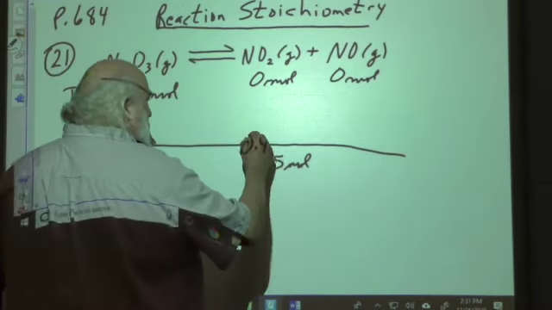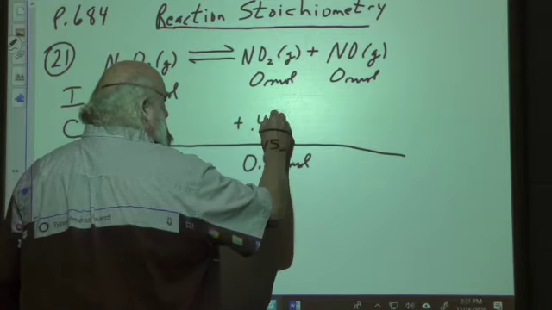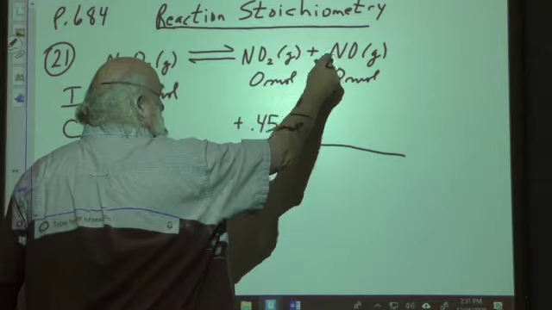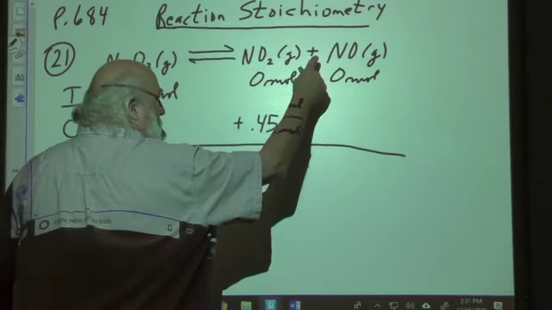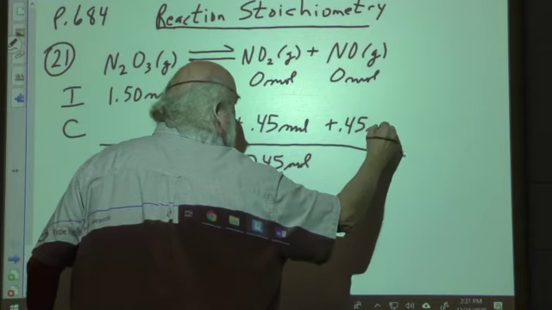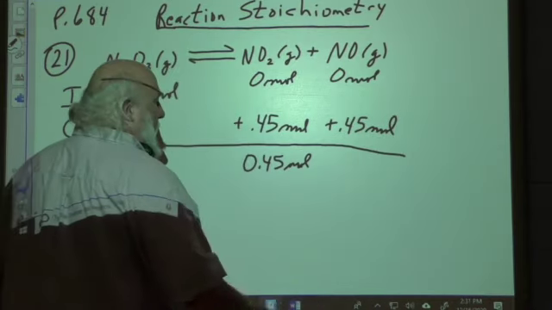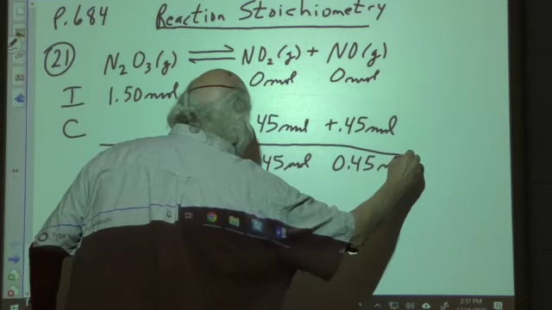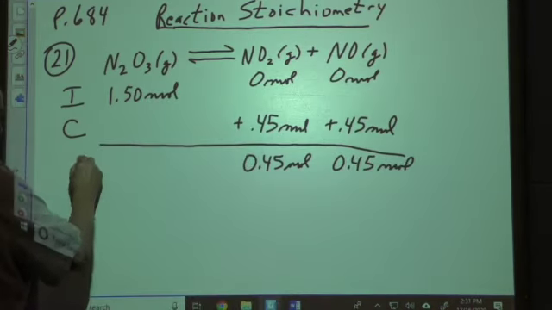So we gain 0.45 moles to get this. Now the stoichiometry here is a one-to-one relationship, so whatever we gain here, we're going to gain here. So we're going to add 0.45 moles here. So that's going to make that 0.45 moles at equilibrium. So we're going to put an E over here.